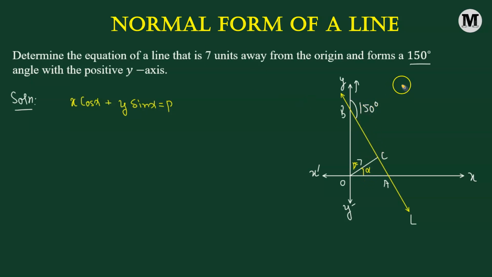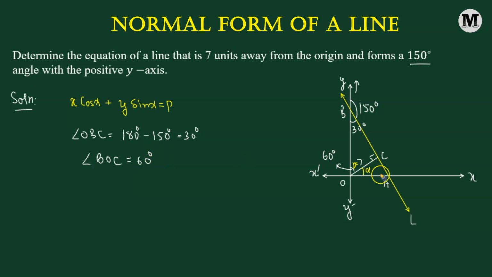But finding alpha is a very simple task. Since this is 150 degrees, the angle OBC is going to be equal to 180 degrees minus 150 degrees. That is going to give us 30 degrees. That means we have this angle as 30 degrees, and this angle is 90 degrees. So what about this angle? This angle must be equal to 60 degrees. So we know that angle BOC is going to be 60 degrees.